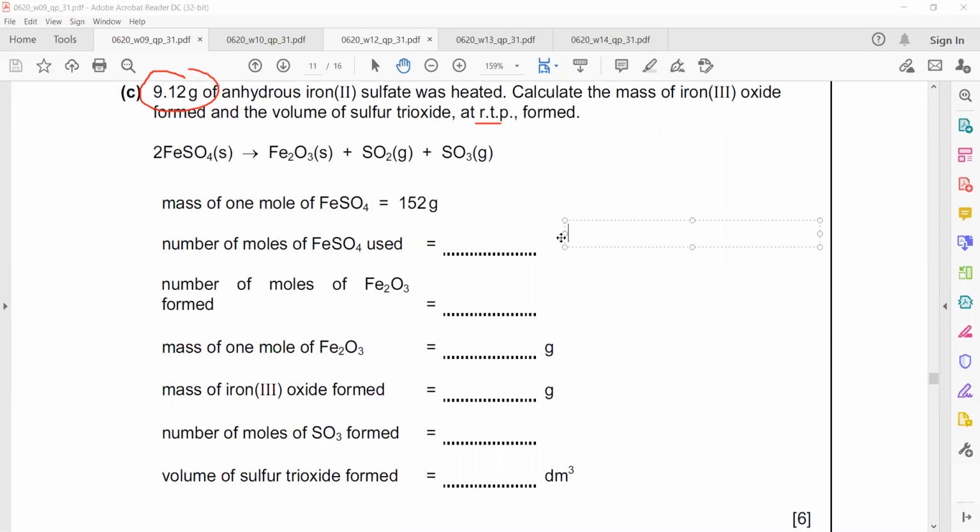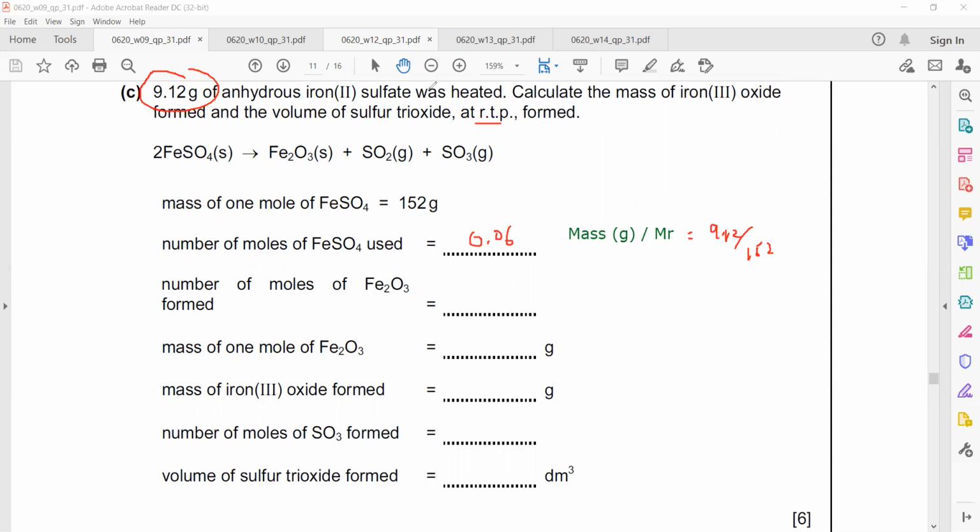So the formula which we will use to get the moles equals mass in gram divided by molar mass. So mass in gram, in the question it is 9.12, and the molar mass is 152, that's given in the question. So 0.06.